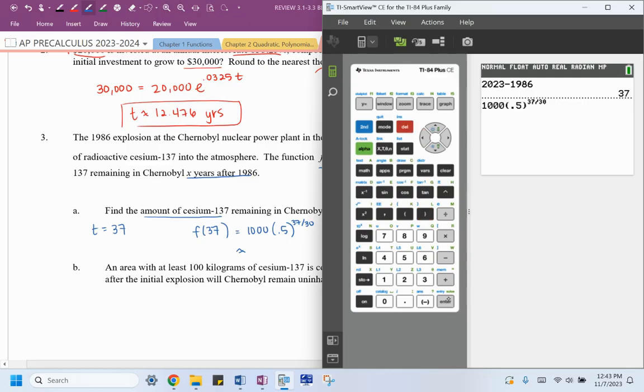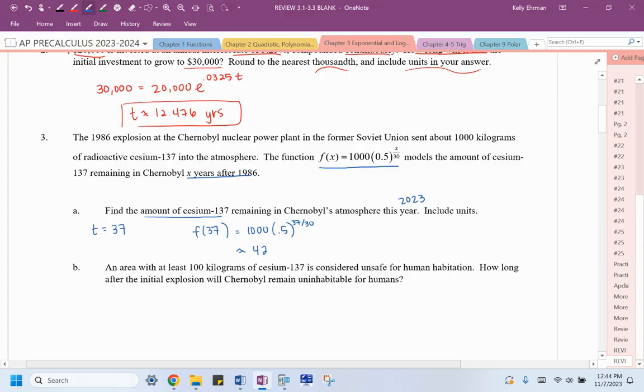All right, so this year, there are still approximately 425.334. I need to label this. The function f of x is the amount of cesium, and cesium started in kilograms, so this is going to be 425.334 kilograms left in 2023.